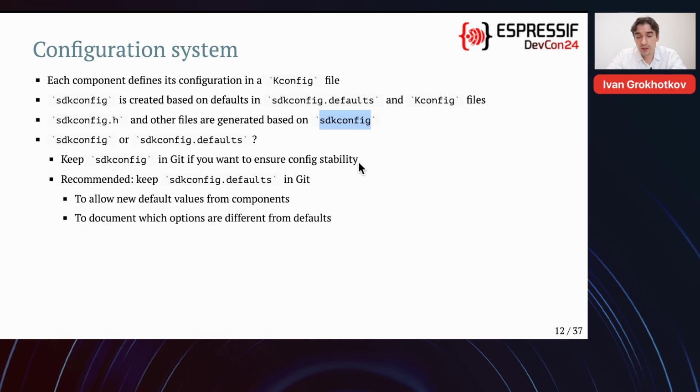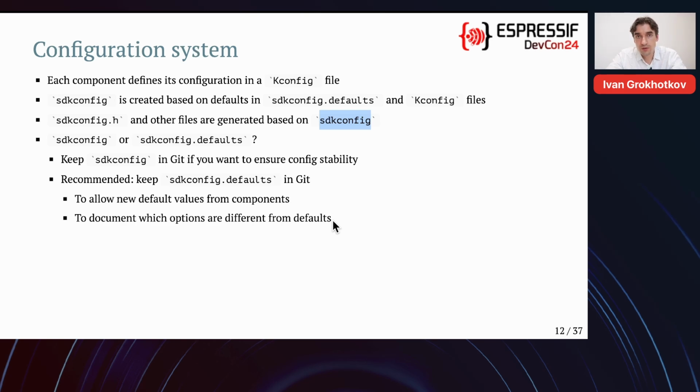Keeping sdkconfig in Git gives you more stability in the sense that updating the ESP-IDF version is guaranteed not to change the options automatically. But the other approach is to keep sdkconfig.defaults in Git, and that has the advantage that you actually will receive the updated values in case ESP-IDF gets updated, and also the sdkconfig.defaults file is much easier to document and explain why you want a specific value of a given option. So it might be better for maintainability.